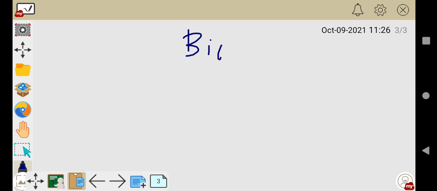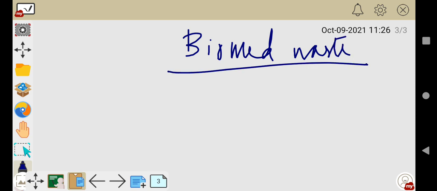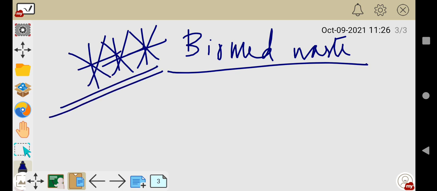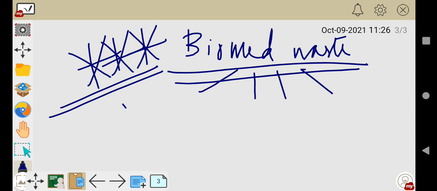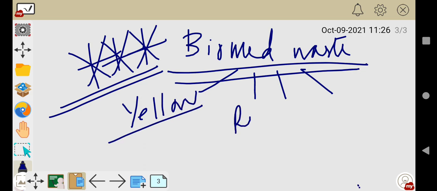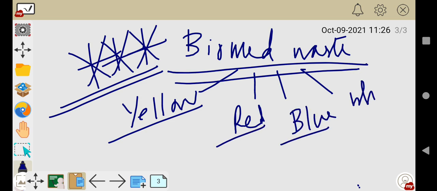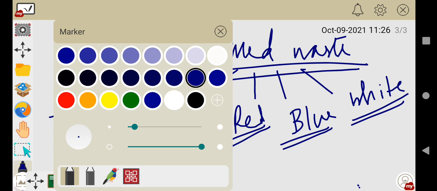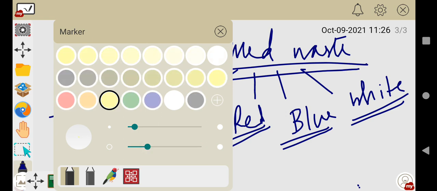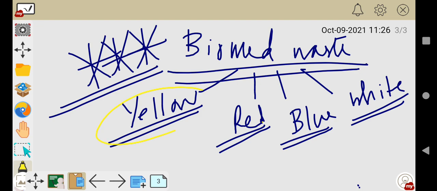Next comes an important section, biomedical waste management. I will say this is a hot topic because in every paper there is one question regarding biomedical waste. First we will divide it into four categories: one is yellow, next is red, next is blue, next is white. There is another color which I will tell about in the codes. First is yellow. Let me give the color coding.